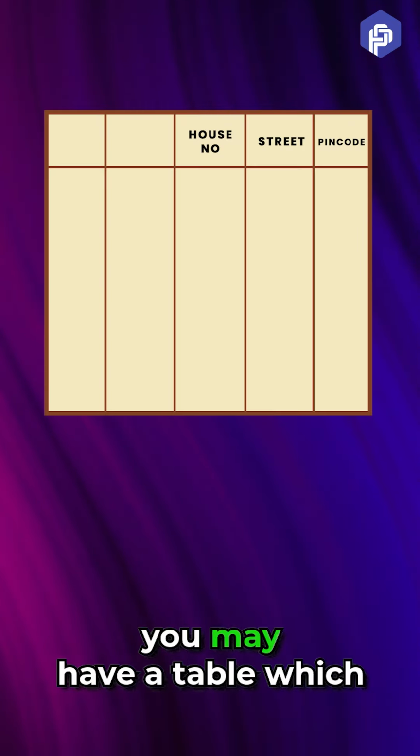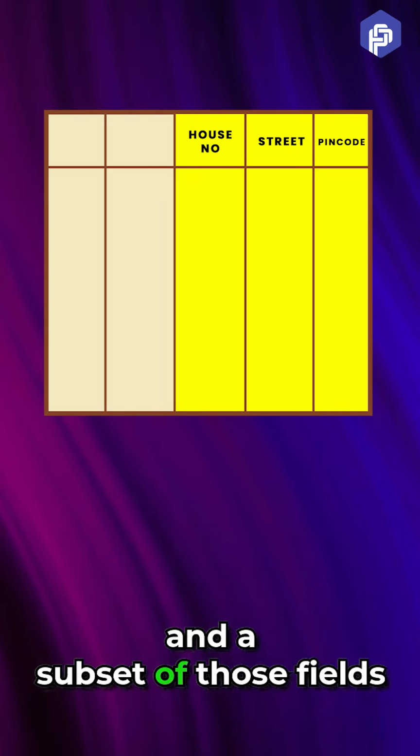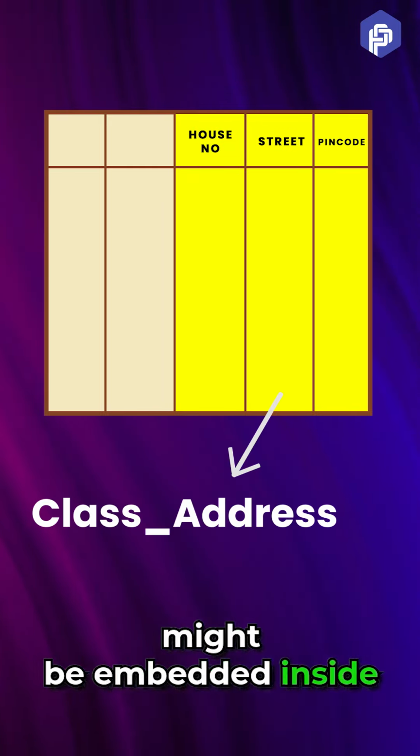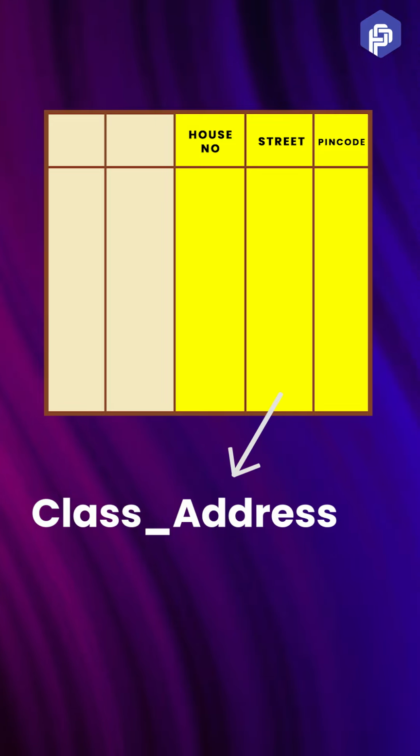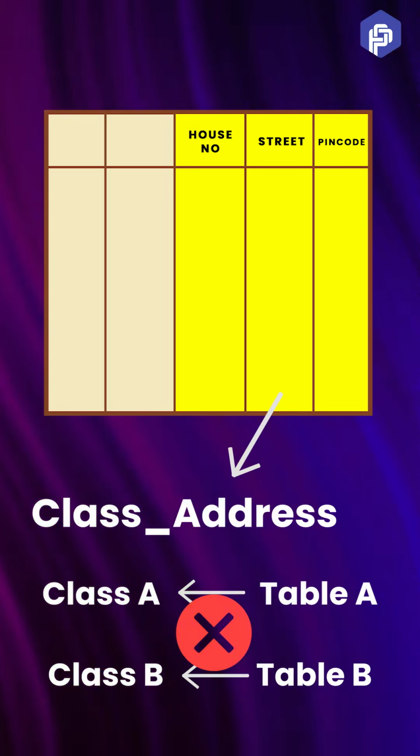Similarly, you may have a table which comprises multiple fields, and a subset of those fields might be embedded inside a separate class. So there is no one-on-one relationship between a table and the corresponding class.